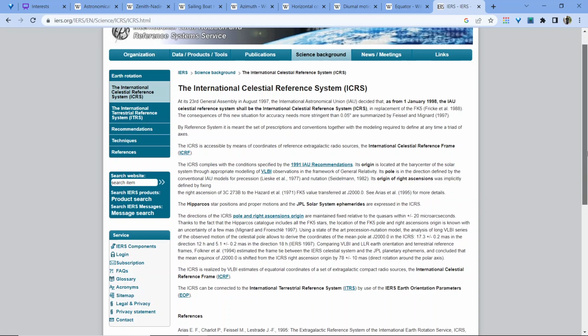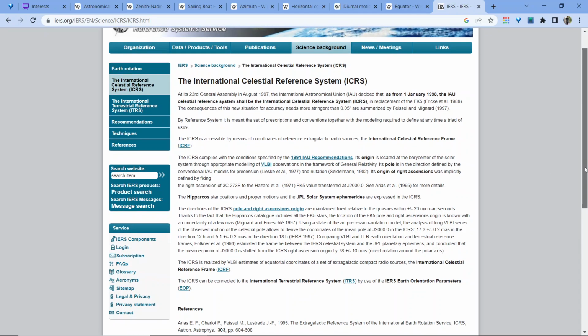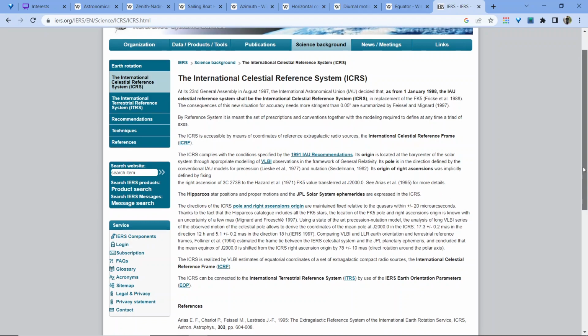The appropriate modeling of VLBI observations in the framework of general relativity. Its pole is in the direction defined by the conventional IAU models for precession and nutation. Its origin of right ascensions was implicitly defined by fixing the right ascension of 3C273B to the Hazard et al. FK5 value transferred at J2000. The Hipparcos star positions and proper motions and JPL solar system ephemeris are expressed in the ICRS.